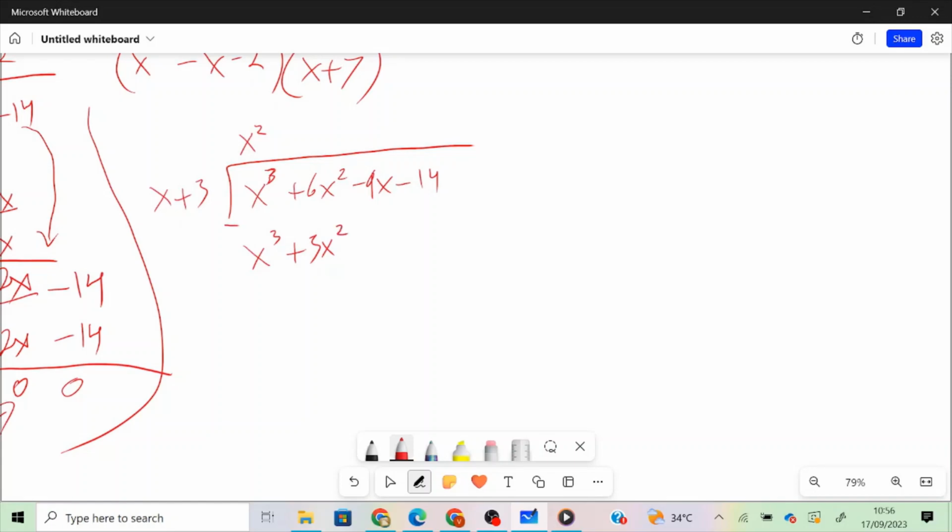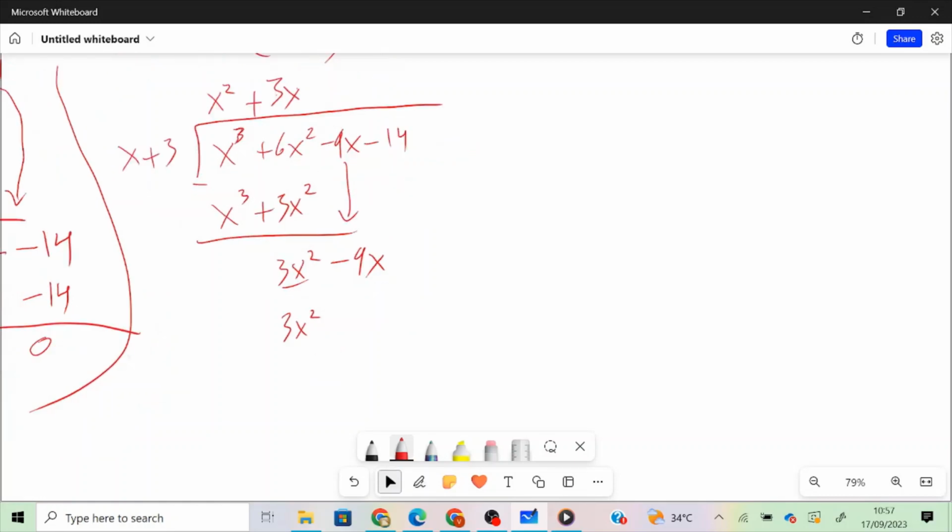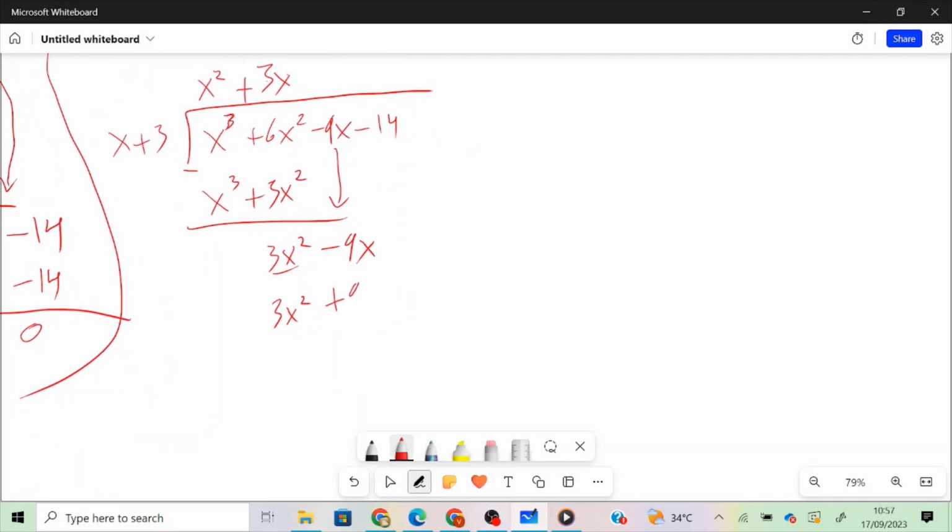Remember, you're subtracting, so x cubed minus x cubed, that's 0. We can leave it, we don't need to write anything there. And then 6x squared minus 3x squared gives us 3x squared. Next, you bring your minus 9x down, then you take a first term over here. 3x squared divided by x gives me plus 3x, and then 3x times x gives me 3x squared again, and 3x times 3 gives me plus 9x.